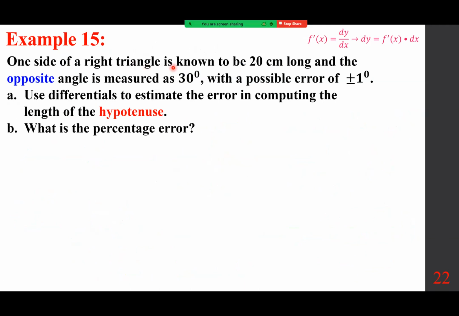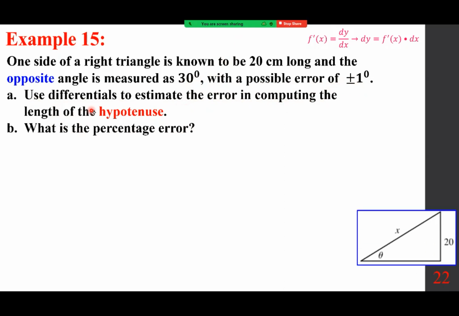One side of a right triangle is known to be 20 centimeters long. So we are dealing with a right triangle. And the opposite angle is measured as 30 degrees with a possible error of plus minus 1 degree. So the opposite angle is supposed to be 30, but it can go up or down by 1 degree. So it could be somewhere between 29 and 31 degrees. That's the meaning of that. Use differentials to estimate the error in computing the length of the hypotenuse. What is the percentage error?